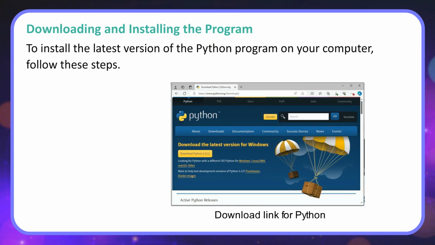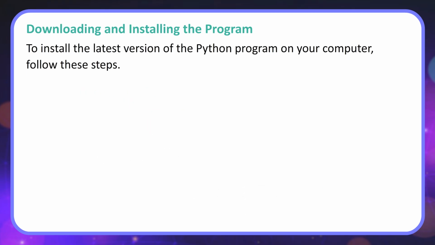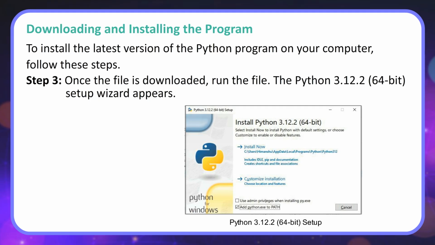Download link for Python. Enter https://www.python.org/downloads/ in the address bar. Click here to download the latest version of Python. Step 3. Once the file is downloaded, run the file. The Python 3.12.2 64-bit setup wizard appears. Python 3.12.2 64-bit setup. Click Install now.